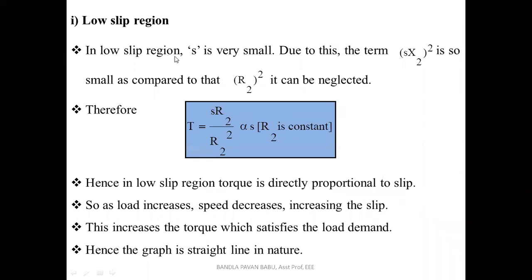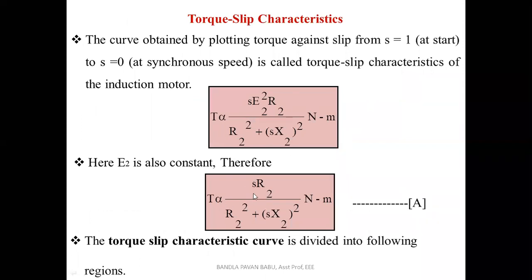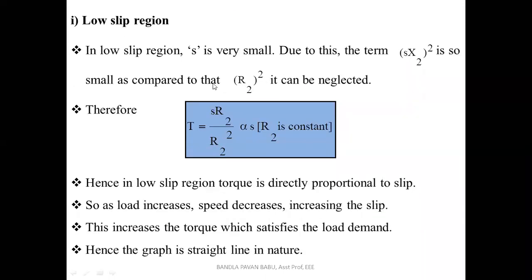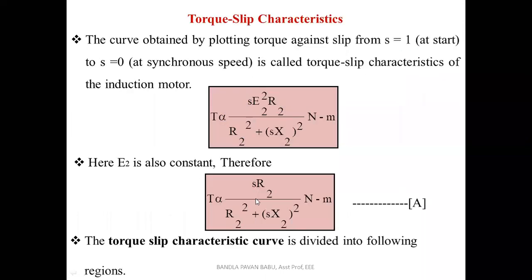In the low slip region, s is very small. Due to this, the term s into X2 whole square is also small compared to R2 square, and it can be neglected. So what does it mean? If the s value is very low, then s X2 square is so small compared to R2 square that the reactance part is neglected because of its very low value. Only the R2 terms will exist in this equation under low slip condition.